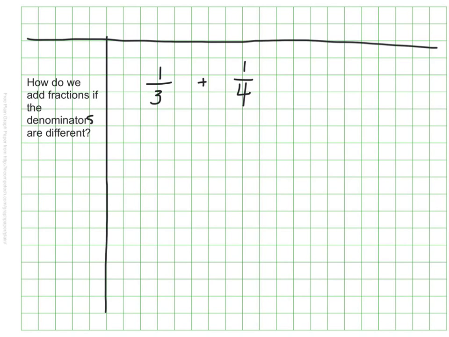Let's say we want to add 1/3 plus 1/4. This time we can't just add the numerators here because the denominators tell us that the size of the pieces in the fractions are different. Do you see how my 1/3 is larger than my 1/4? They're different sizes. We can't just combine them.